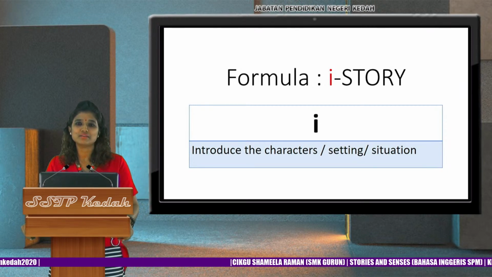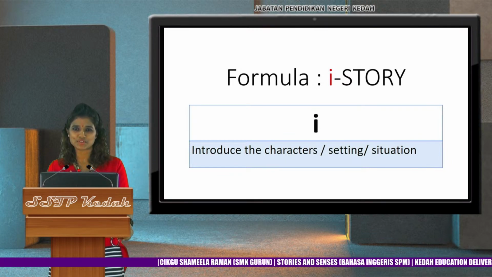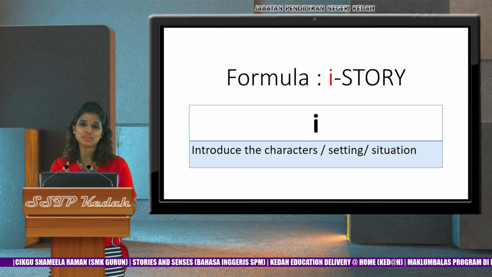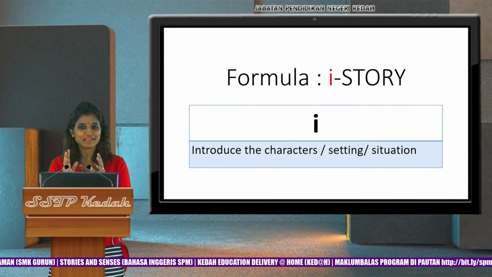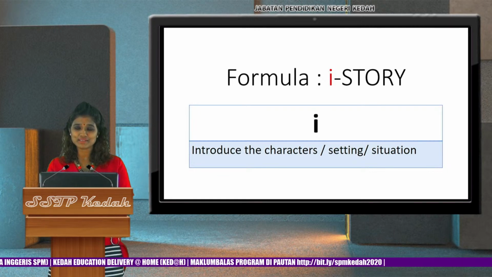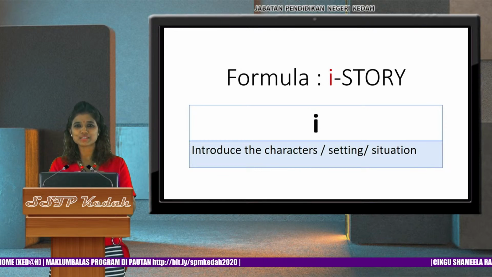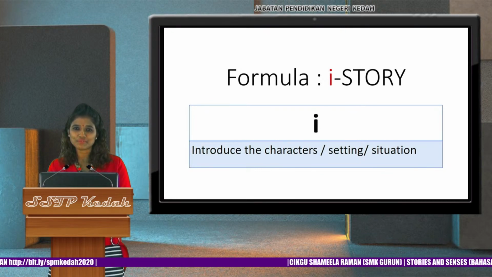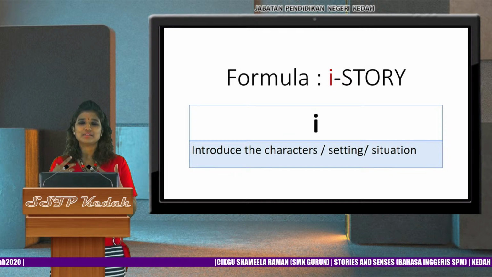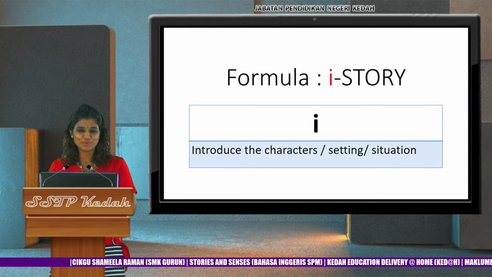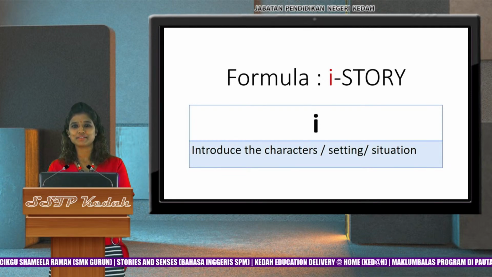I is always introduce, nothing to do with yourself. You introduce your characters, setting, and situation, all according to the question given. You must always analyze your essay question before you start, dear students. As you go through this formula, practice using it and time yourself, say about 2 to 5 minutes before you start your essay. So you draft it out. You might have used drafts before, but this is a proper draft, so you have a backbone. So I is about introducing characters, setting and situation.